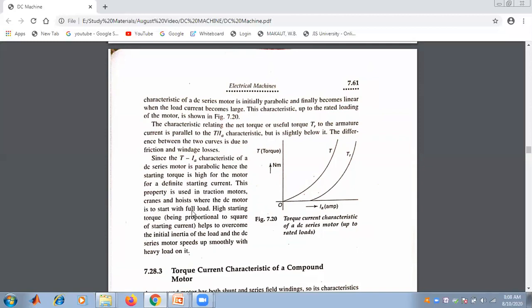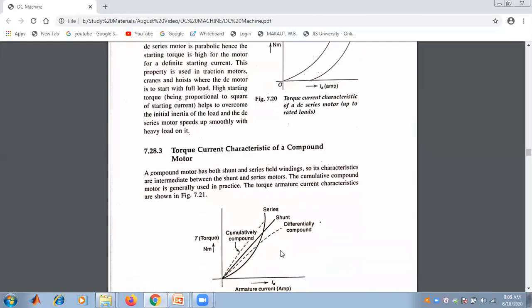This property is generally used of a DC series motor in traction motors, cranes and hoists, where the DC motor is to start with full load. High starting torque, because it is proportional to the square of the starting current, helps to overcome the initial inertia of the load, and the DC series motor speeds up smoothly with heavy load on it. This is the main advantage of the DC series motor, or we can say it is one of the applications of the DC series motor.